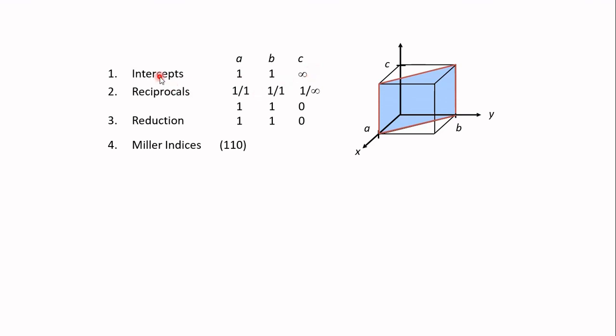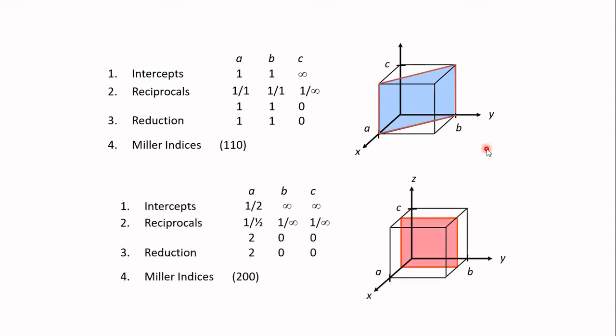Then after writing the intercepts, you take the reciprocals. So 1 divided by 1 is 1 itself. For b, 1 divided by 1 is again 1. For c, the intercept is infinity, and 1 divided by infinity is 0. If we get any fractions here, we have to reduce them to whole numbers. Here there is no problem, they are all whole numbers: 1, 1, 0. Hence the Miller indices are (1 1 0) for this plane.